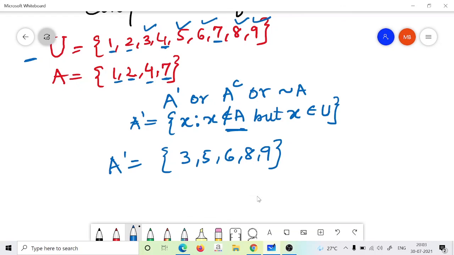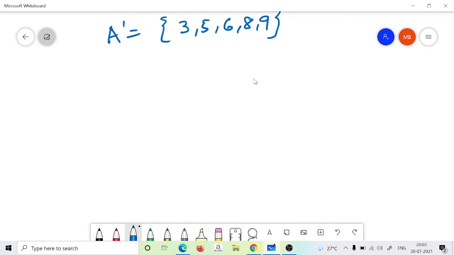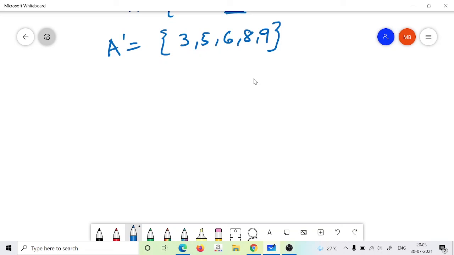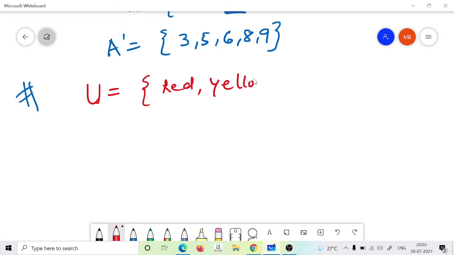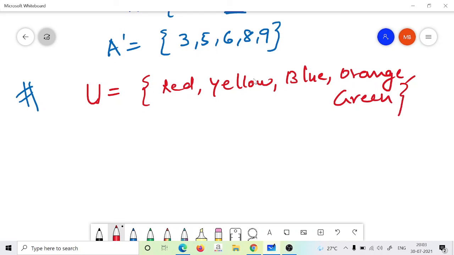Let us take one more example to understand complement better. This time I'll take a different universal set. My universal set now consists of the colors red, yellow, blue, orange and green. And my set A consists of the colors yellow, blue and green.